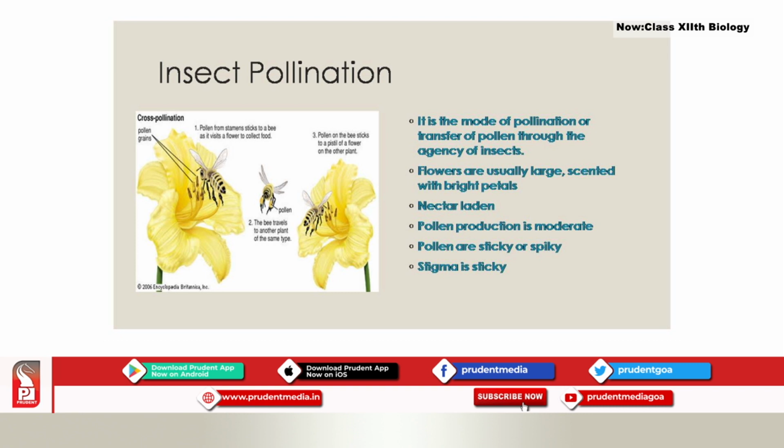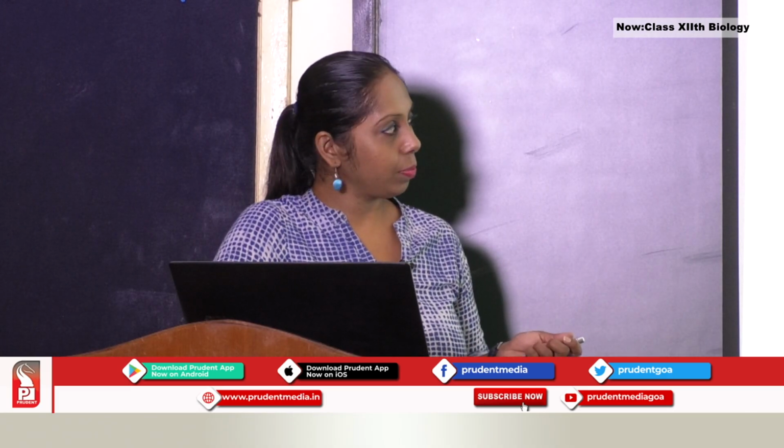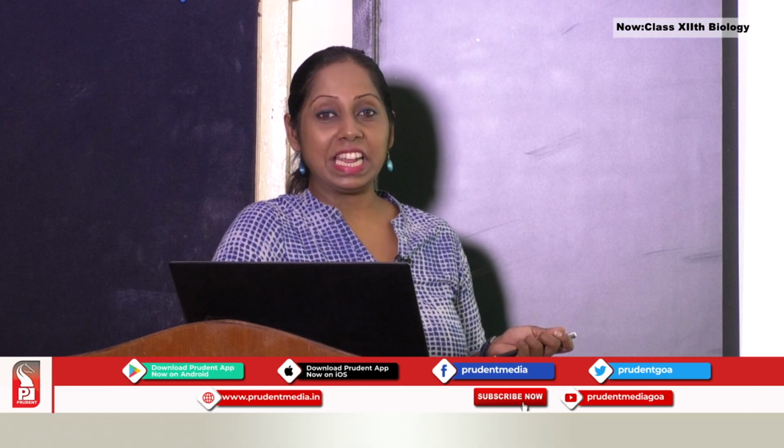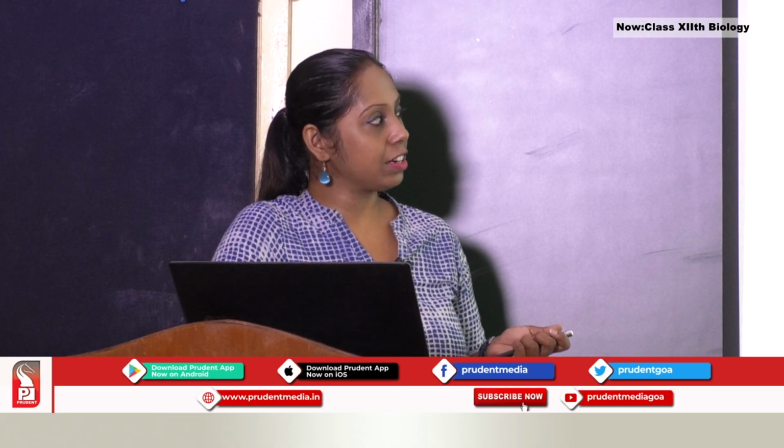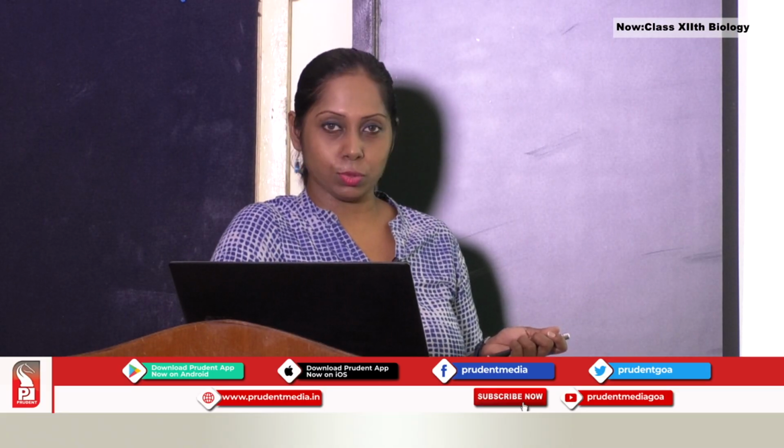In insect pollination, what should be the nature of the flowers? The flowers should be usually large. They have to be scented. They have to have nice, large, bright petals in order to attract the insects towards them. They also have to be richly laden with nectar. It's like a reward for the insects to come to them.